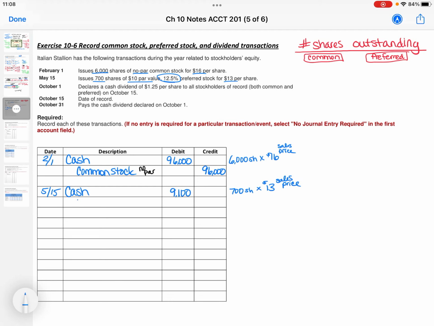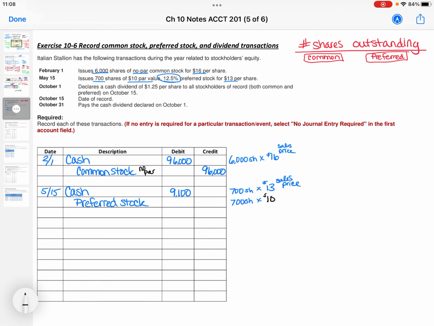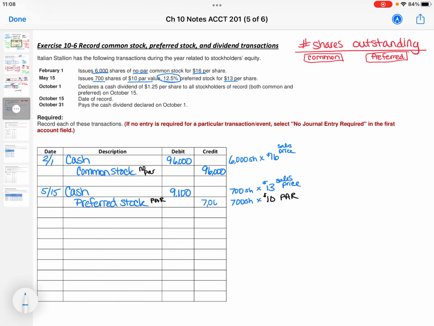Now the next account is called preferred stock. It's our first time using it, but it's okay. It looks just like common stock. It's a credit balance, equity account. It's just like common stock. This one, I can only put my par value in. So I've got to multiply this by 10, which is the par. So only par can go in this amount. And that entry will be $7,000 credit.